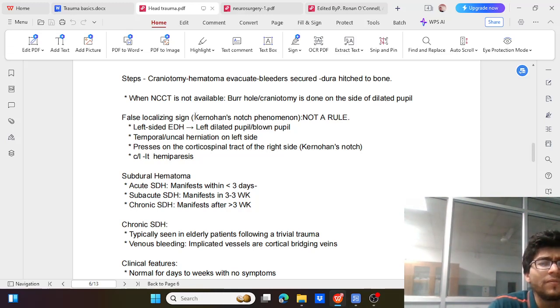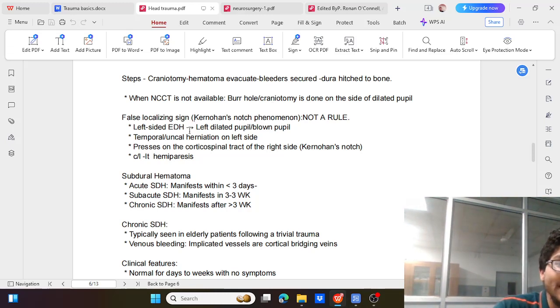Okay, so false localizing sign, we have to note that. What is the false localizing sign? It is also known as Kernohan's notch phenomenon. Although it is not a rule, in case of left-sided EDH, there will be left-sided pupil dilation. It is also known as a blown pupil. So that's why we do the burr hole on that side itself.